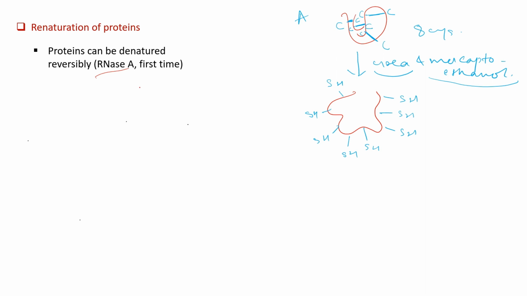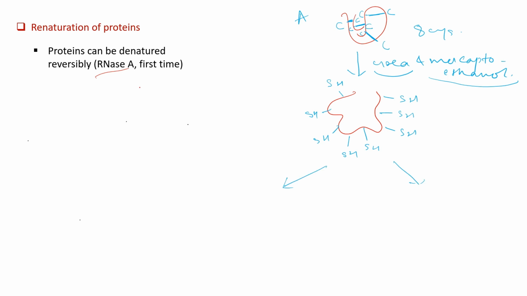It becomes unfolded. Correct? All the disulfide bonds got reduced, and hence now all the cysteines are free, so no disulfide bond. Because urea is added, that means the hydrophobic core also got disrupted. So now the protein is totally in an unfolded conformation.